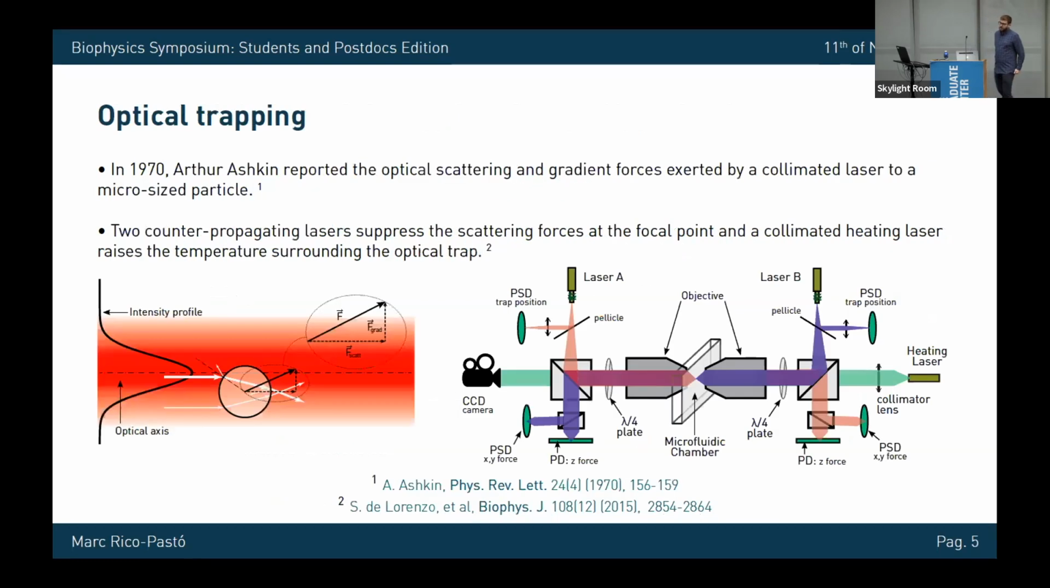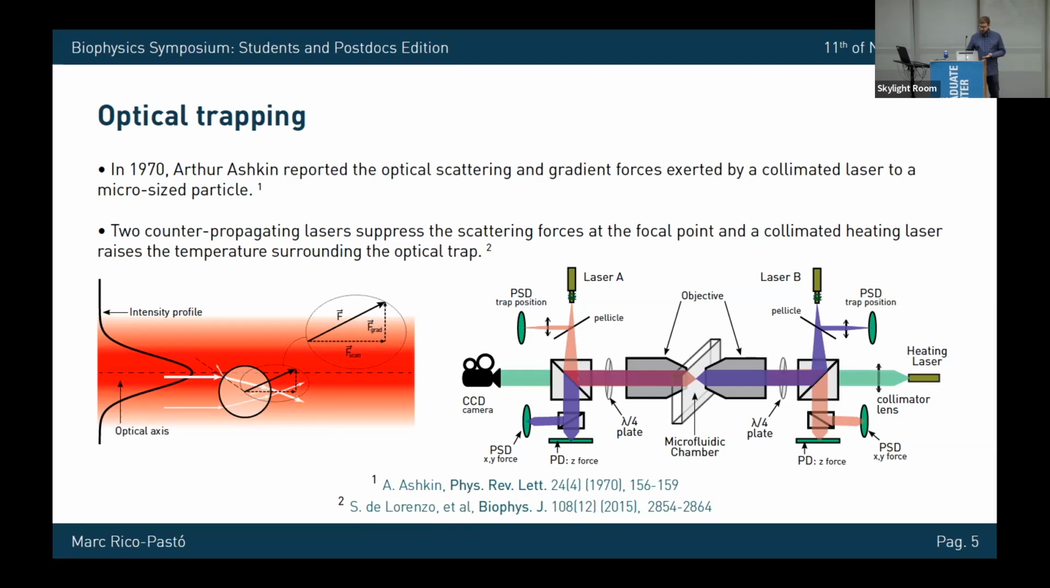To do so, I use single-molecule experiments using an optical trap instrument. The optical trap is based on the original idea proposed by Arthur Ashkin, where two counter-propagating lasers are focused at the focal point, suppressing the scattering force and enhancing the gradient force to trap small dielectric objects. This instrument has an extra collimated laser that can raise the temperature surrounding the optical trap to change the temperature that the molecules are feeling.